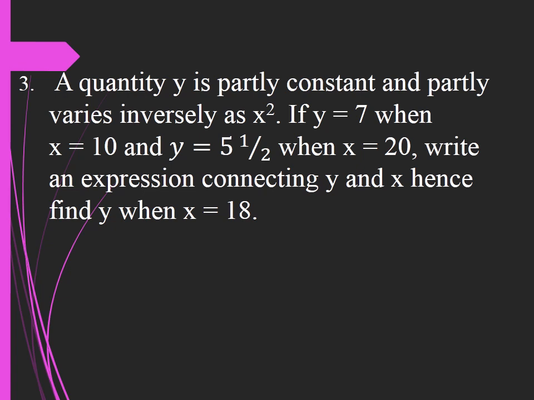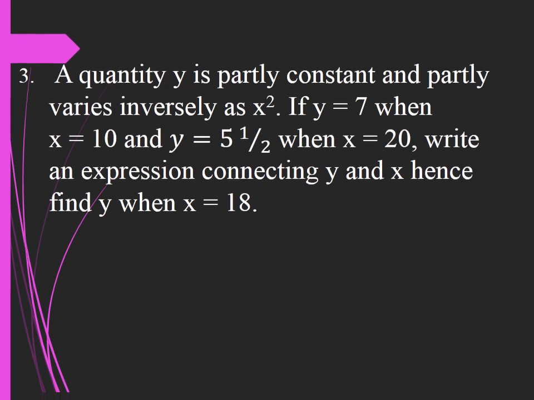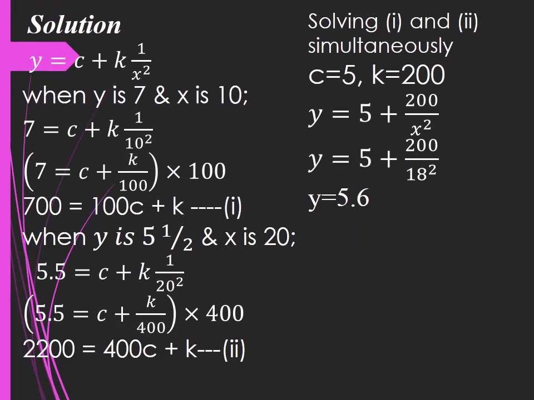Example 3. A quantity y is partly constant and partly varies inversely as x squared. If y is 7 when x is 10 and y is 5.5 when x is 20, write an expression connecting y and x. Hence find y when x is 18. Solution: y = c + k multiplied by 1 over x squared.